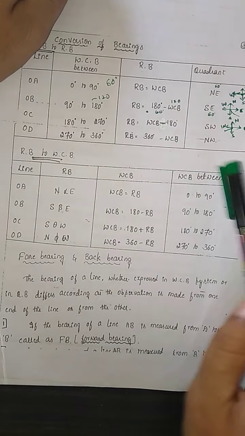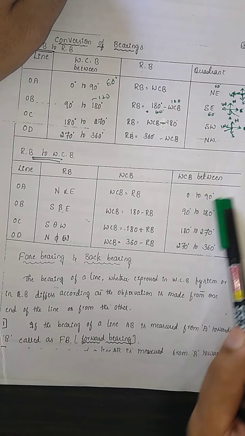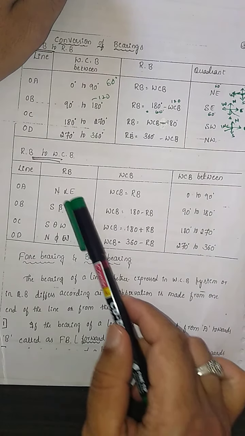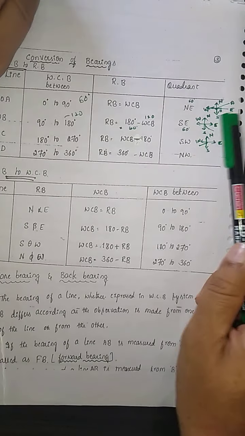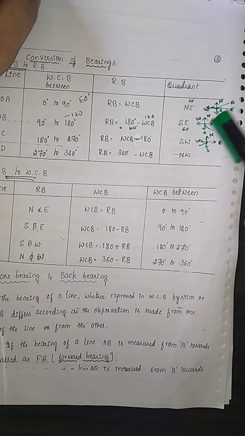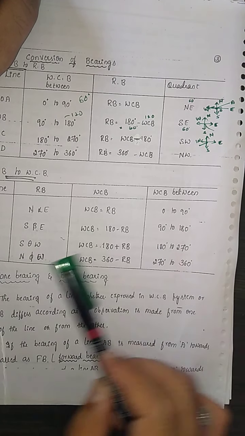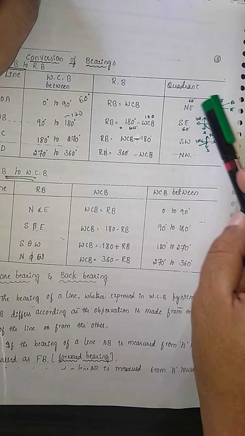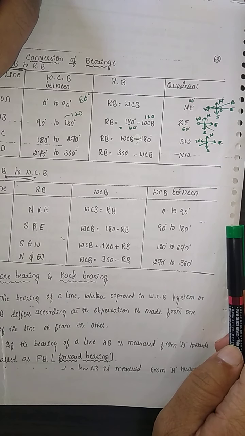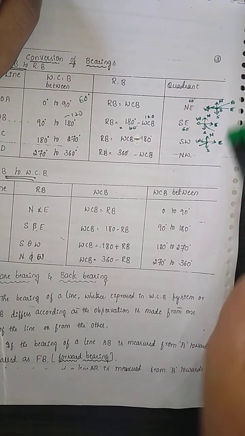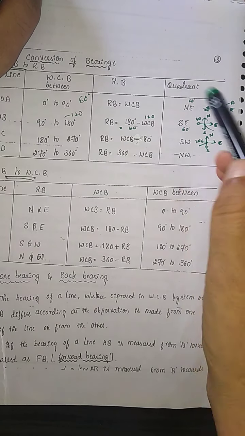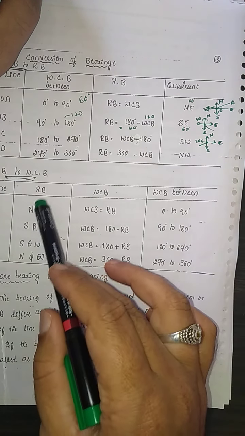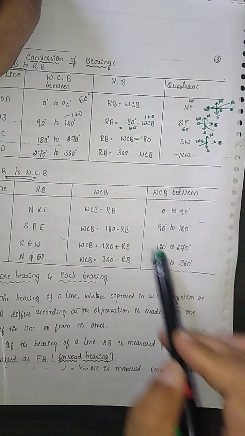Okay, so for WCB, northeast means it is going to come in the first quadrant, that I have already told you. Southeast means it is going to come under the second quadrant. Then southwest, it is going to come under the third quadrant. Quadrant system I have already explained to you. Okay, then northwest, it is going to come under the fourth quadrant. So this is regarding your understanding of reduced bearing to whole circle bearing.